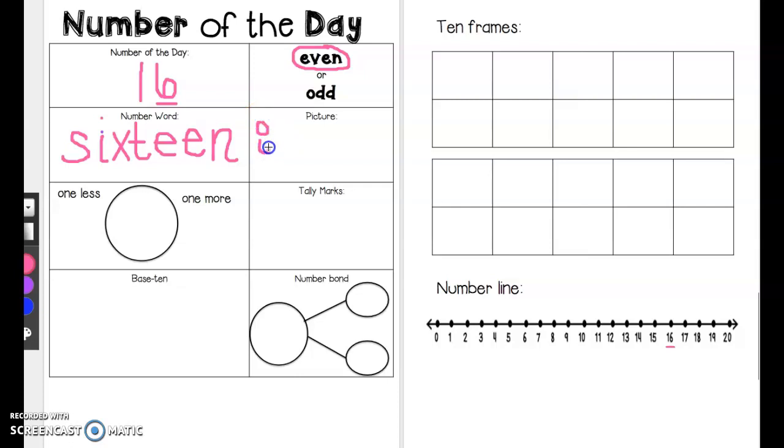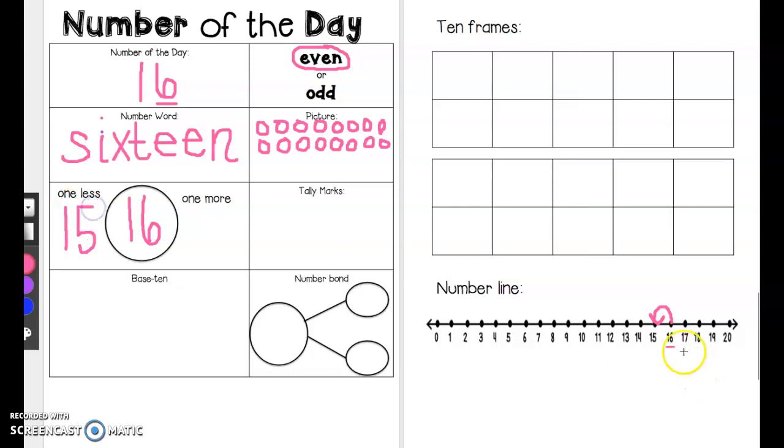Count with me. 1, 2, 3, 4, 5, 6, 7, 8, 9, 10, 11, 12, 13, 14, 15, 16. All right, now let's stop and let's look at the number that comes before and after 16. So remember, before or 1 less, and after 1 more. So we started at 16. We can look at our number line and look at the number that comes before, which is what? 15. Good job. 1, 5 is 15.